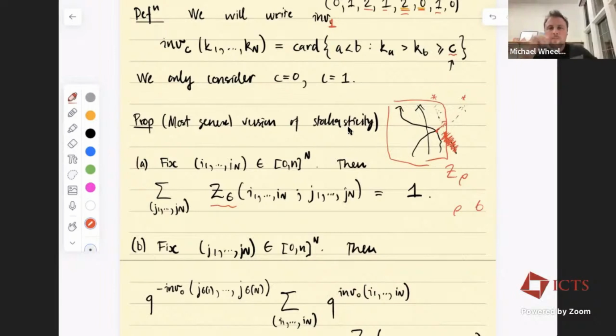Yeah. So just to clarify, the induction parameter is the length with which you can write the permutation. Yeah, the induction on the length of the permutation. That's correct. Okay. Thank you.